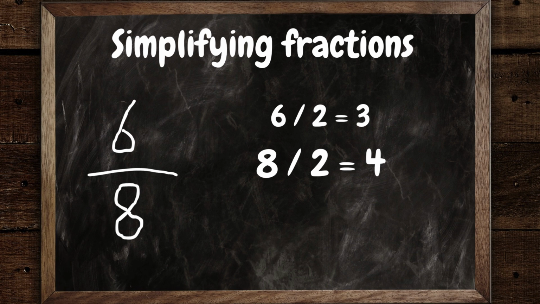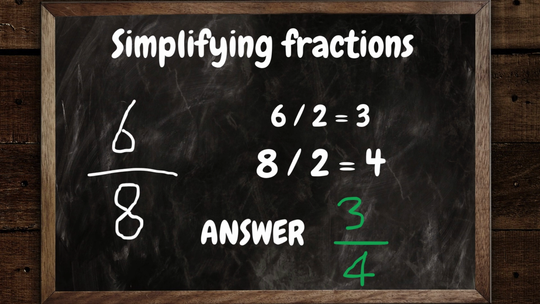So all we need to do is divide both numbers by 2. 6 divided by 2 gives us 3, and 8 divided by 2 gives us 4. So our final answer is 3 over 4. So 6 over 8 simplified is 3 over 4.